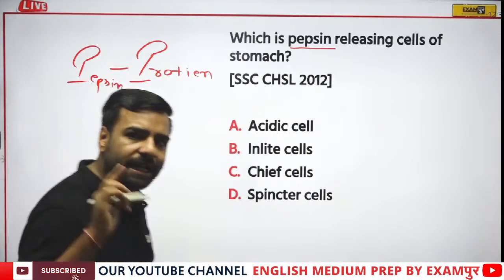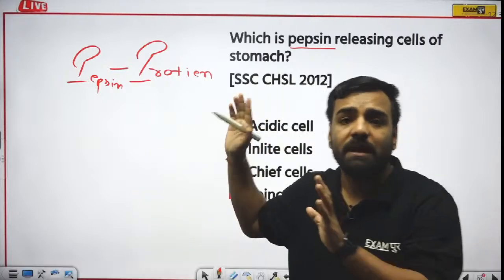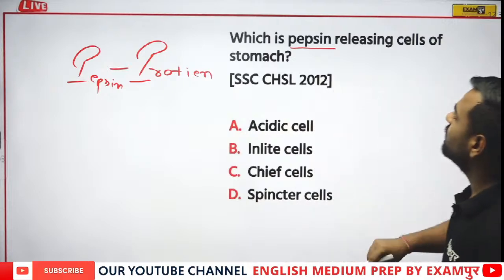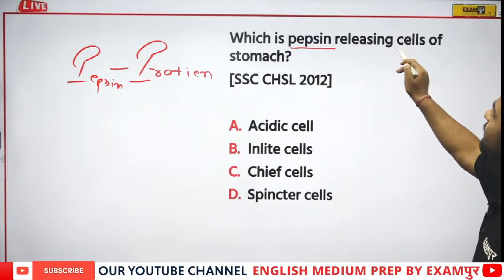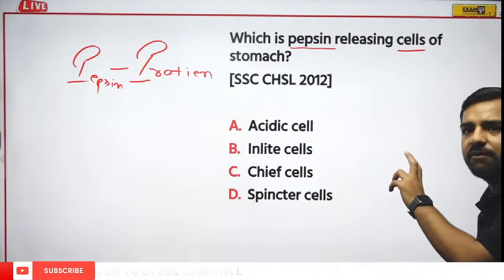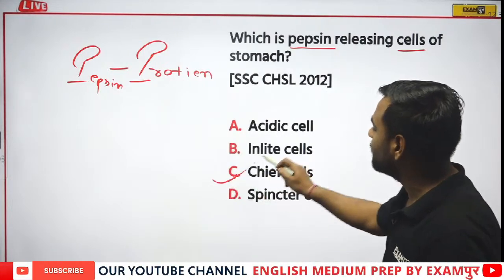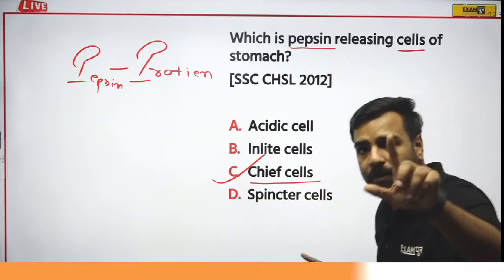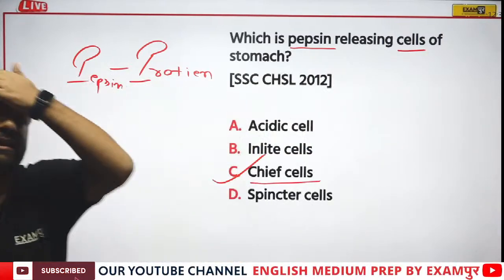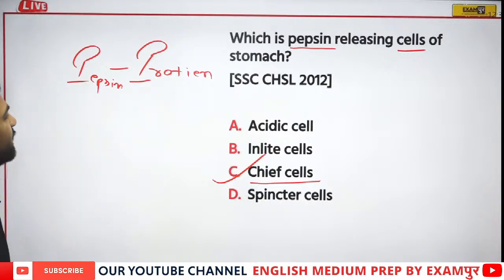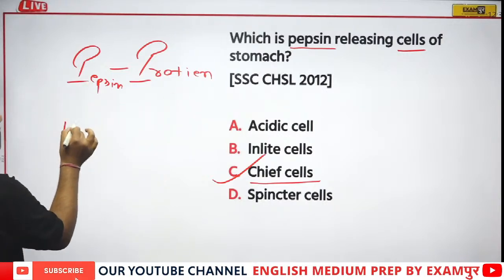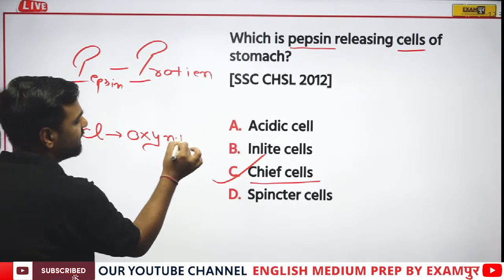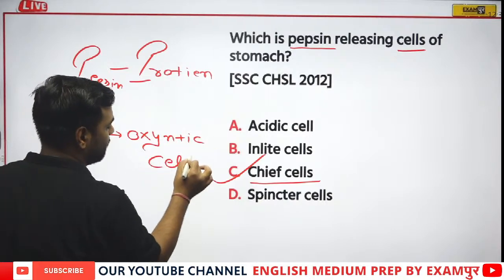Pepsin enzyme helps in what? It helps in the digestion of protein. But the question is, from which cell is this pepsin released? Remember, among the cells in the stomach, it is the chief cells. From chief cells, this pepsin is released. Now, HCl is released by oxyntic cells. Both these cells are important and both are asked in the examinations.